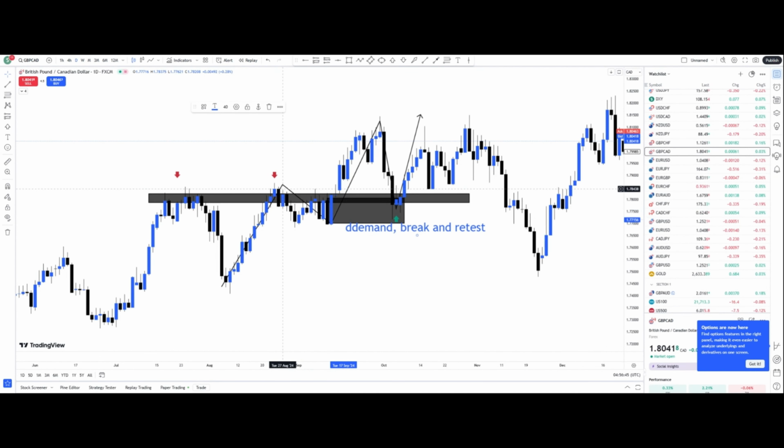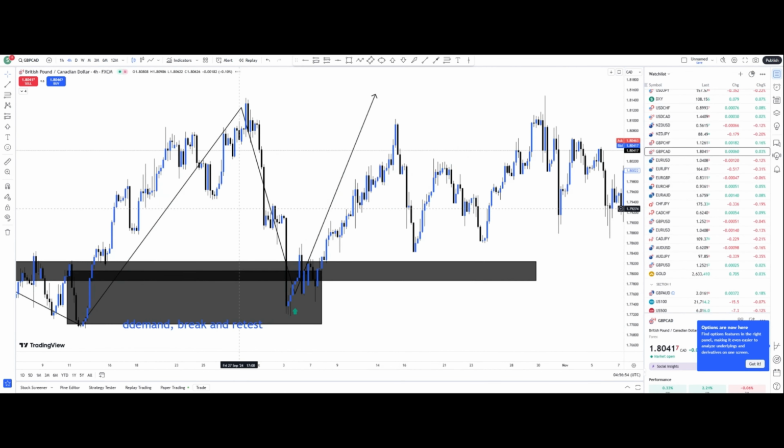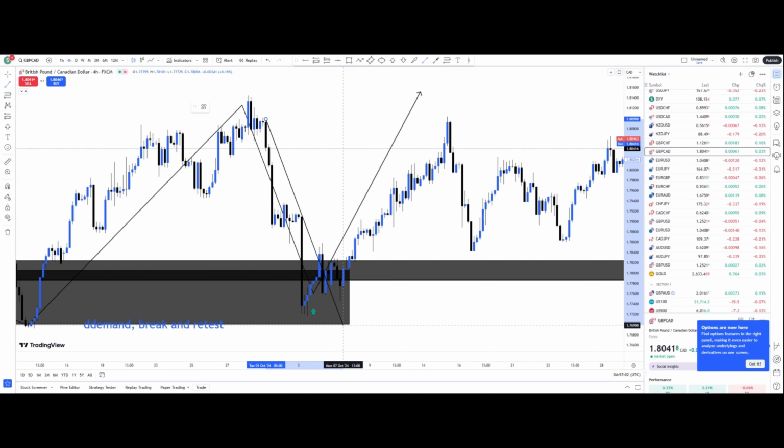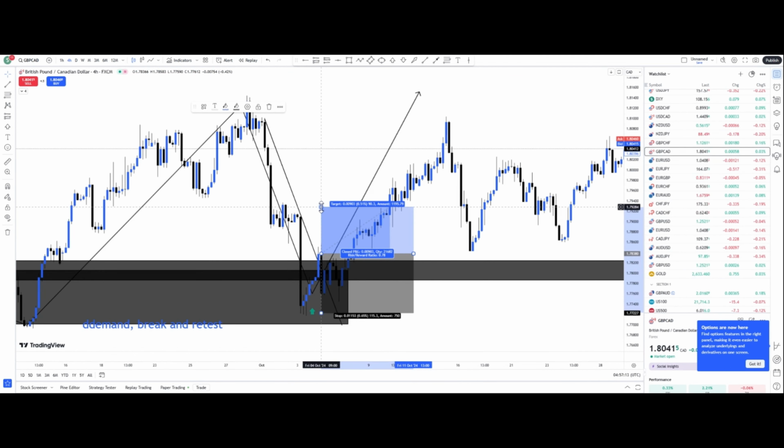So what do you do on the 4 hours? You go down to the 4 hours just to look for entry, which can be a break of a counter trend line, something like this. So immediately price breaks above it, you look for your entry, which is somewhere here. Stop loss below and take profit all the way up.